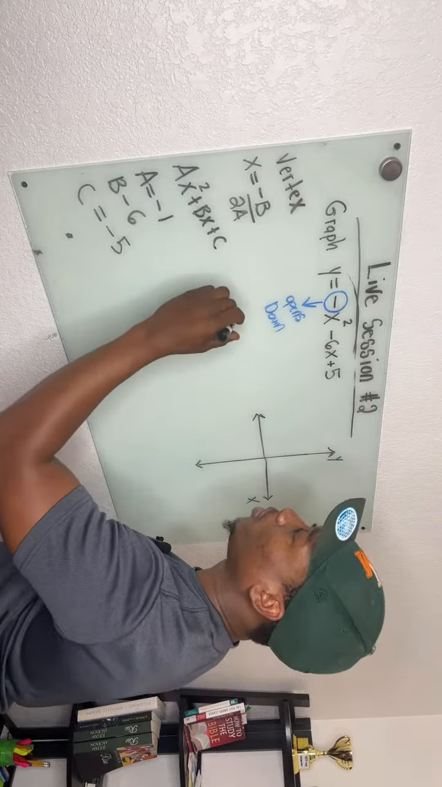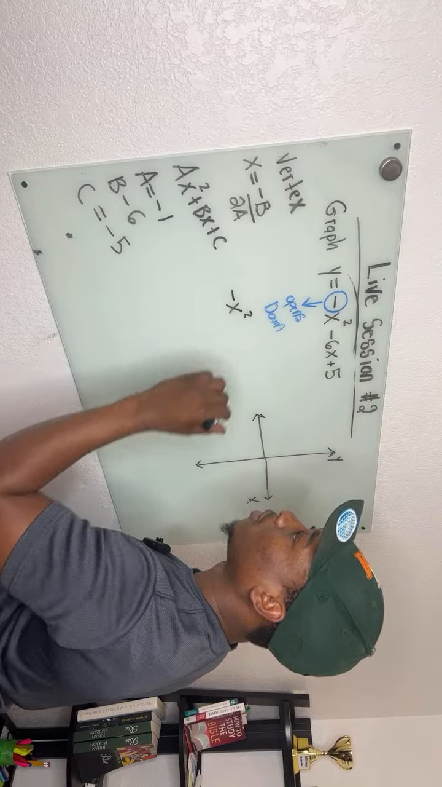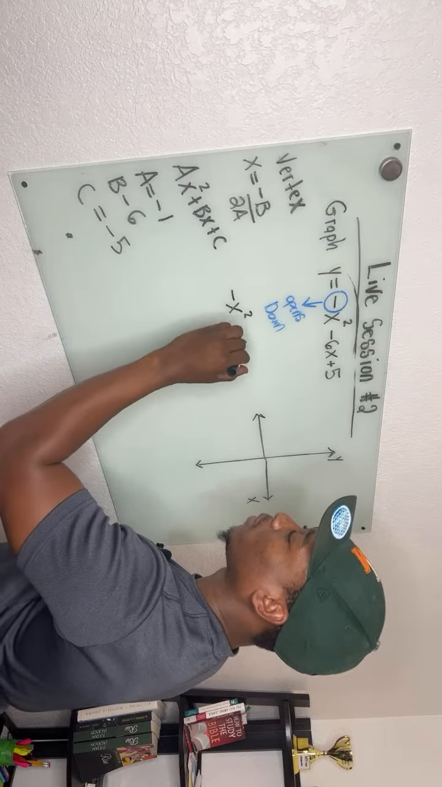So the first thing we're going to do, guys, we want to factor this. So negative x squared.